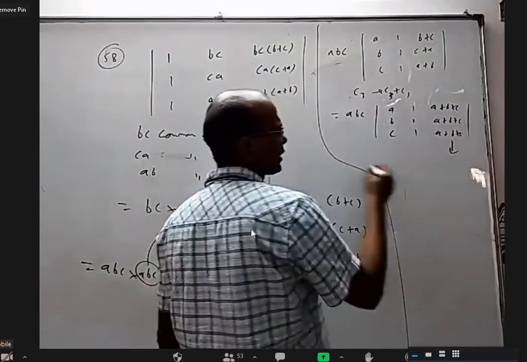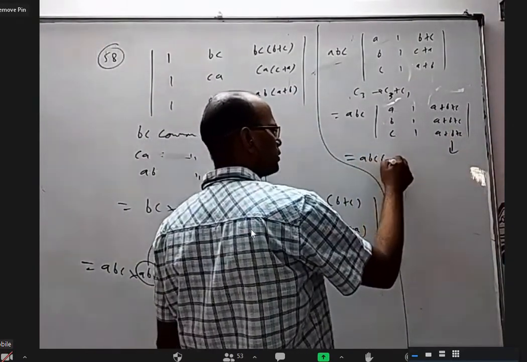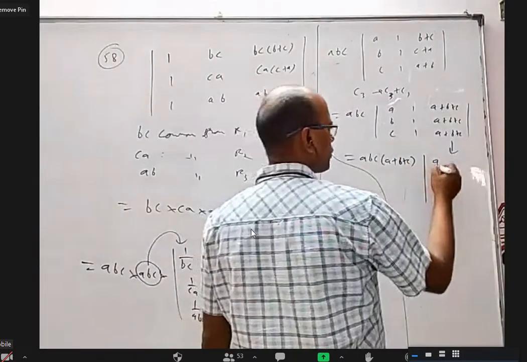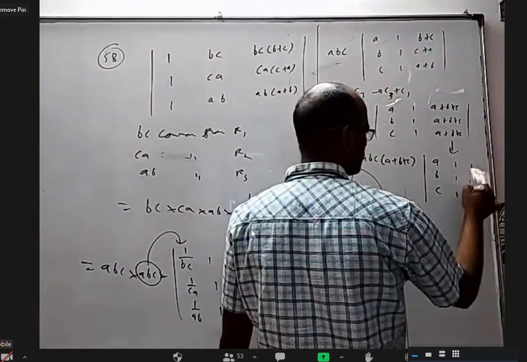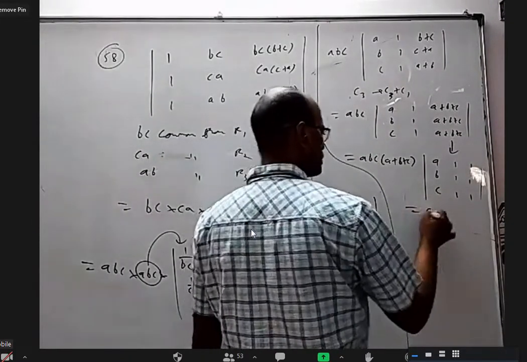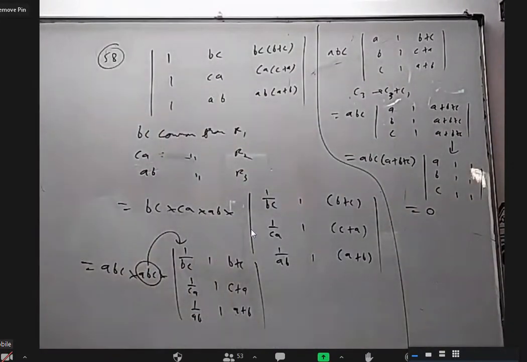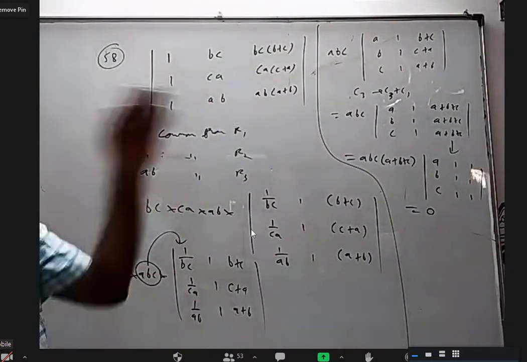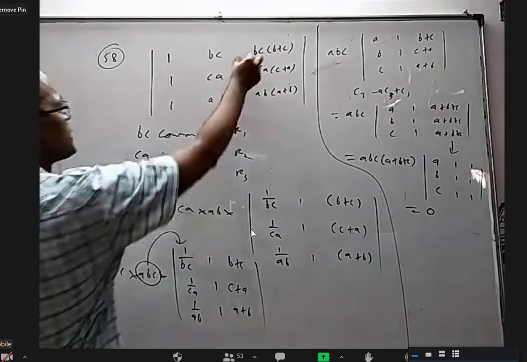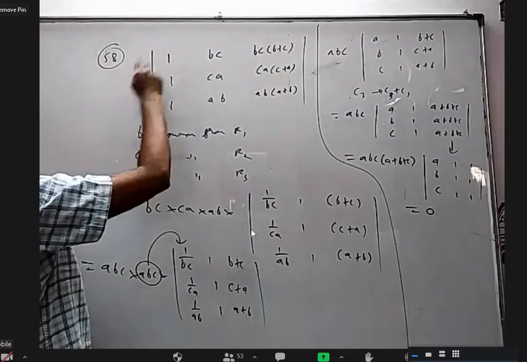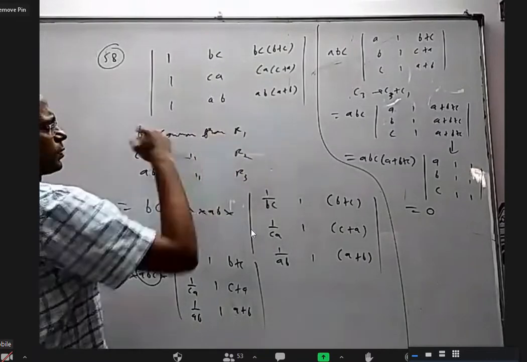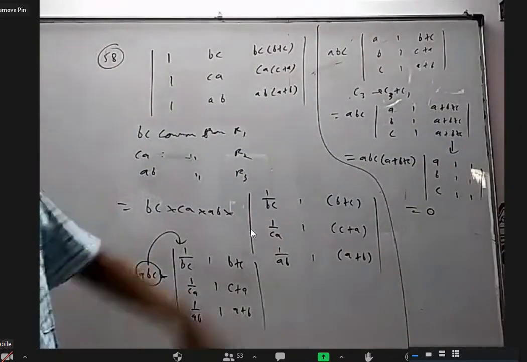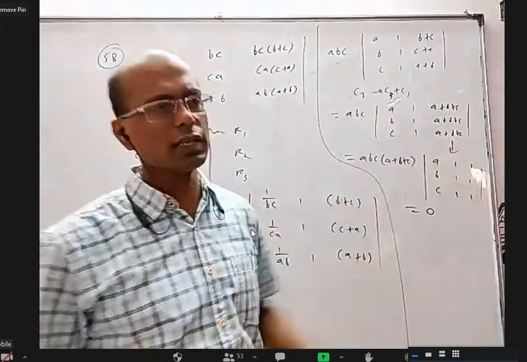Now in this column I can take A plus B plus C common. I'll get ABC into A plus B plus C, and the determinant with 1 1 1 1 1 1. Two columns are equal, so it is 0. It's basically how you manipulate the properties this way and that way to prove it. At least you have BC here, so it is easy to get the idea to take common. Similarly CA, similarly AB. Then out of that one ABC you multiply to column 1. This is one of the first questions we have done for proving that a determinant is 0, for an exam.